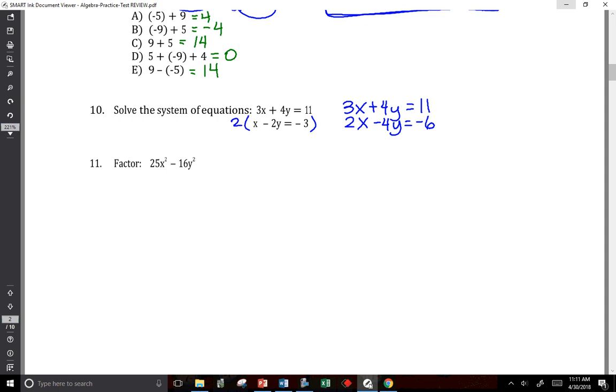3x plus 2x is 5x. And then 11 minus 6 is 5, so x must be 1. And then you can just plug it back into your original equation. So we have 1 minus 2y equals negative 3. Subtract 1 from both sides. So we have negative 2y equals negative 4. Divide both sides by negative 2, so y equals positive 2. So the solution we would be looking for would be 1, 2, right? x is 1 and y is 2.